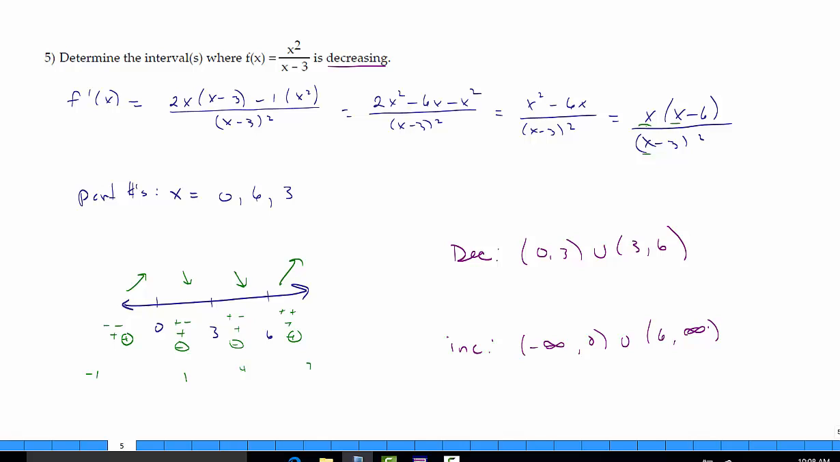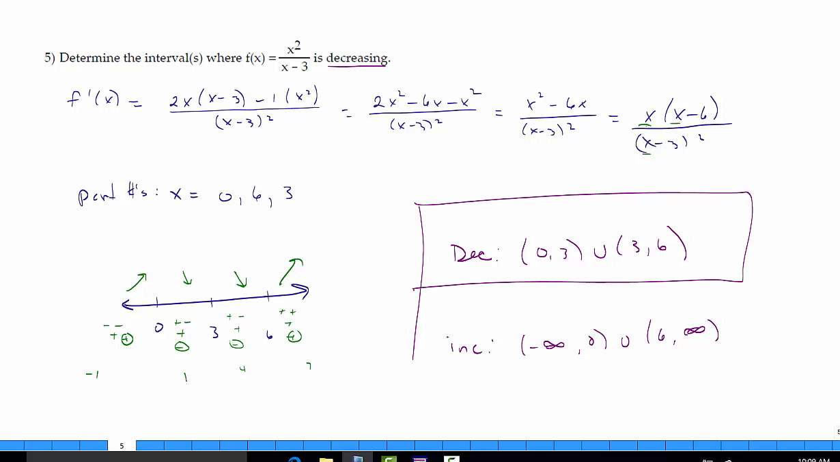We could talk about relative max and min just because I have all the work here done. Notice that I do have a relative maximum at x equals 0 because it's increasing and then decreasing. And then I also have a relative minimum at x equals 6 because it's decreasing and then increasing. Okay. But for this one, I was just asked, where's it decreasing?